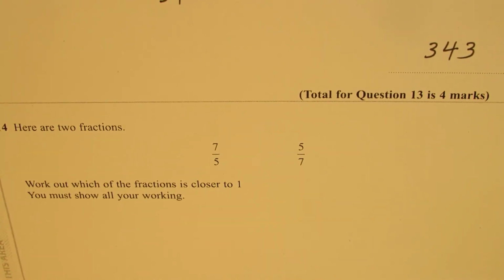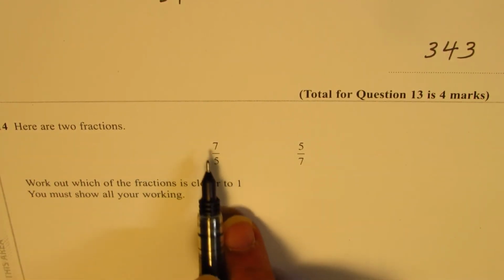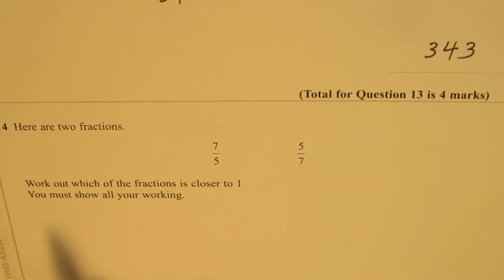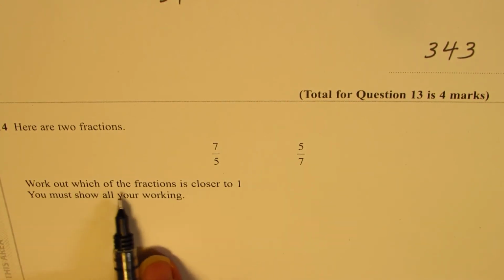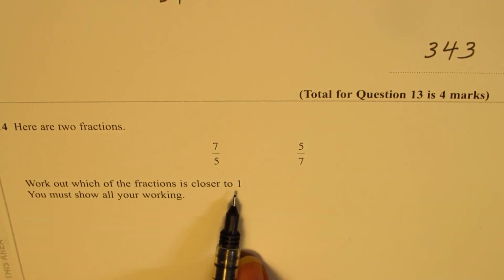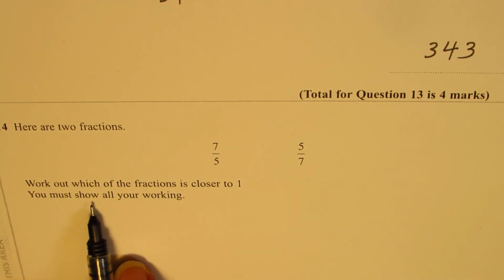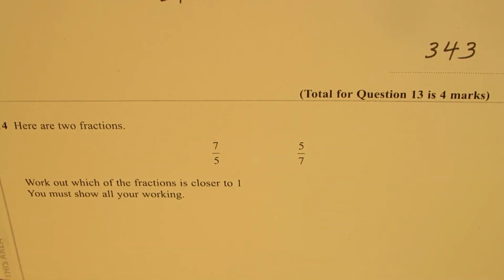Question number 14. Here are two fractions, 7 over 5 and 5 over 7. Work out which of the fractions is closer to 1. You must show all your work. Okay.